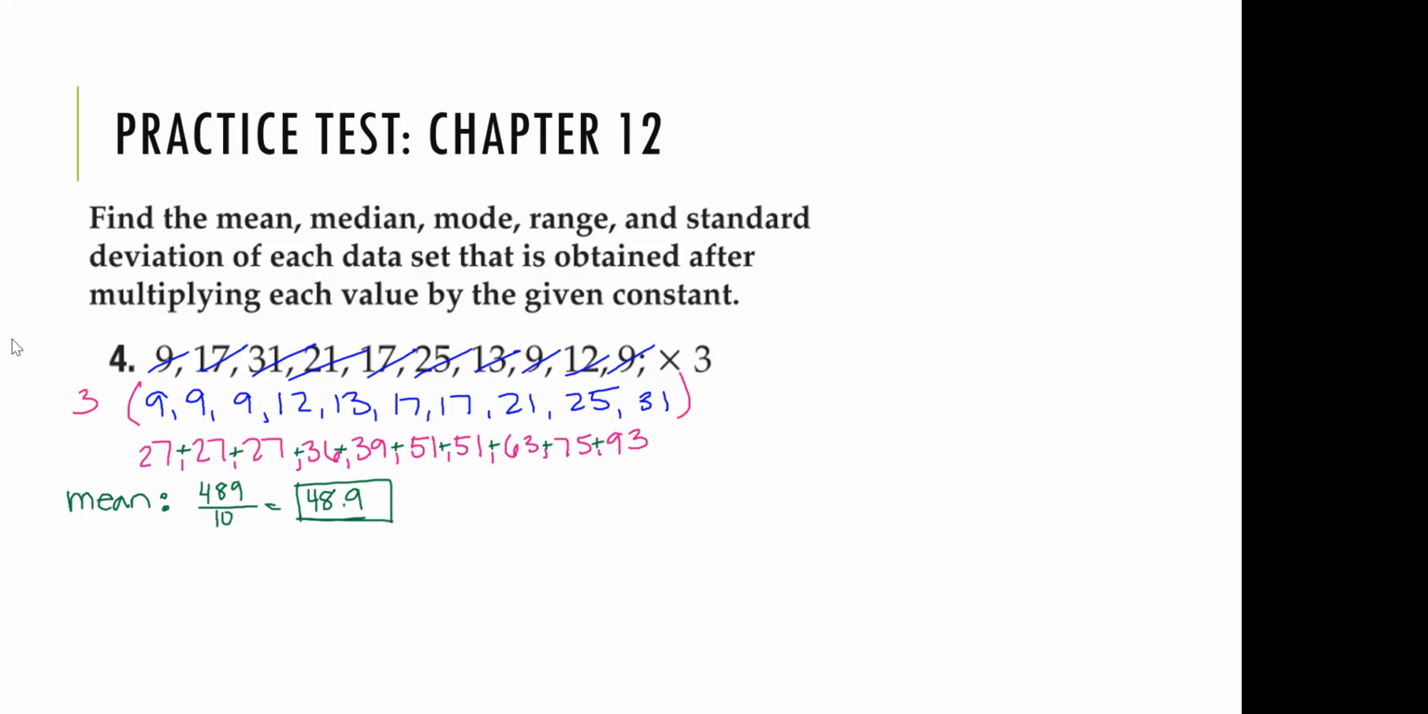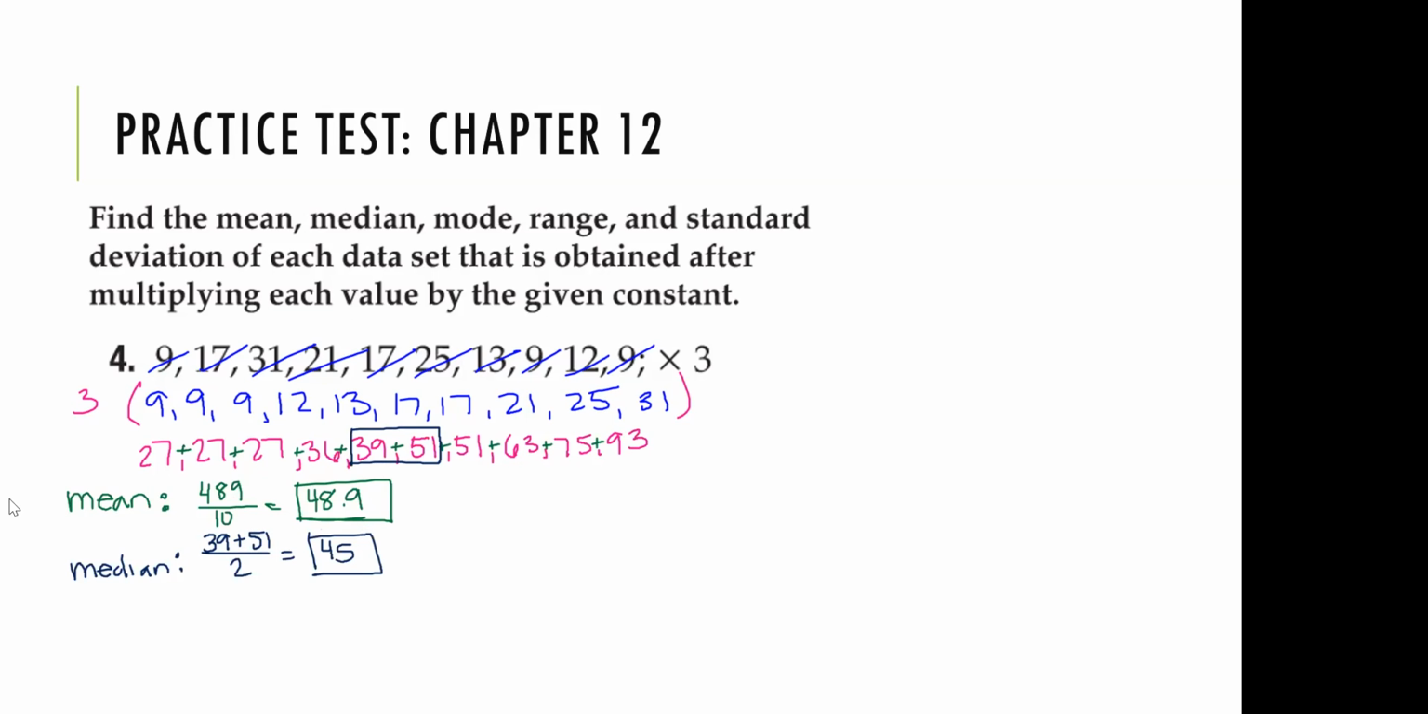Okay, then for the median, remember that is the middle set of data when your data is in order. So all my data is in order right here. Okay, and there's 10 pieces of data, so halfway between the 5th and the 6th piece of data would be my median. Okay, so 1, 2, 3, 4, 5. So this is the 5th and the 6th piece of data. So I would add those two together, 39 and 51, and divide by 2. So that ends up being 45.